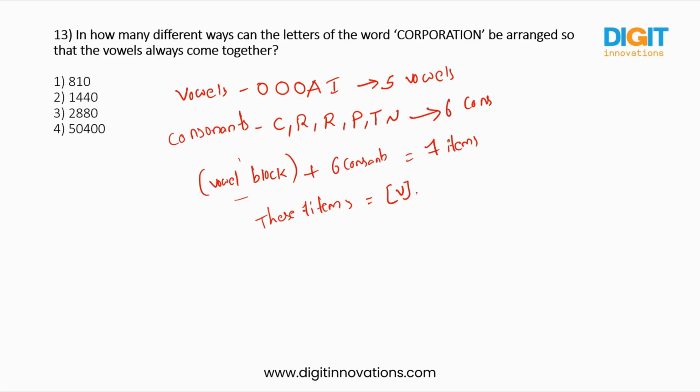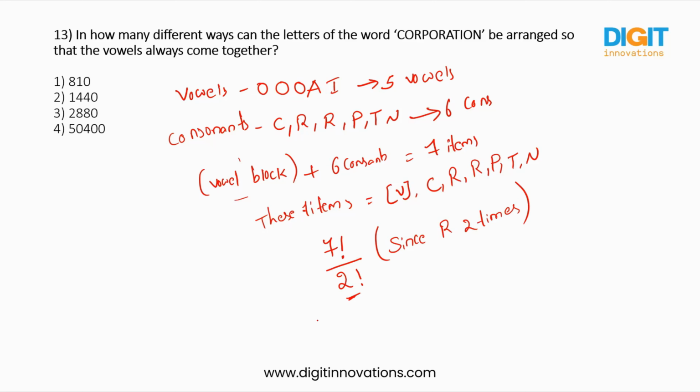These are vowels. Remaining are C, R, R, P, T, N. So how many possibilities are there? 7 factorial by 2 factorial. So why have I written here 2? Because R is repeated 2 times. R is repeated 2 times, so I was dividing by 2 factorial. 7 factorial by 2 factorial.